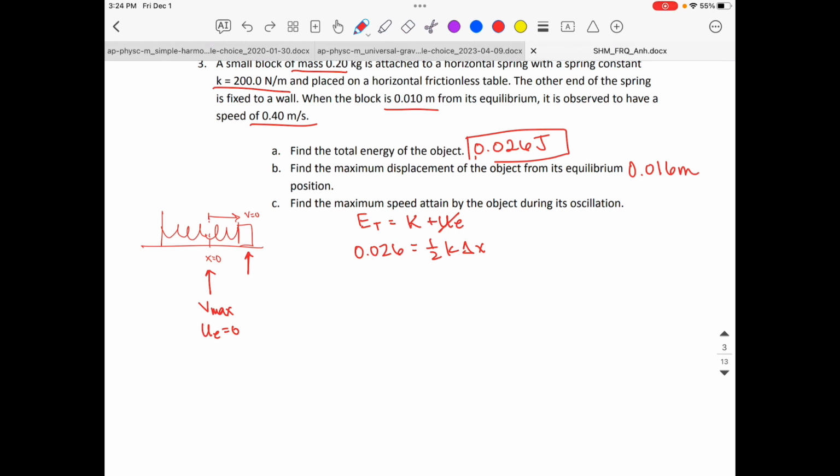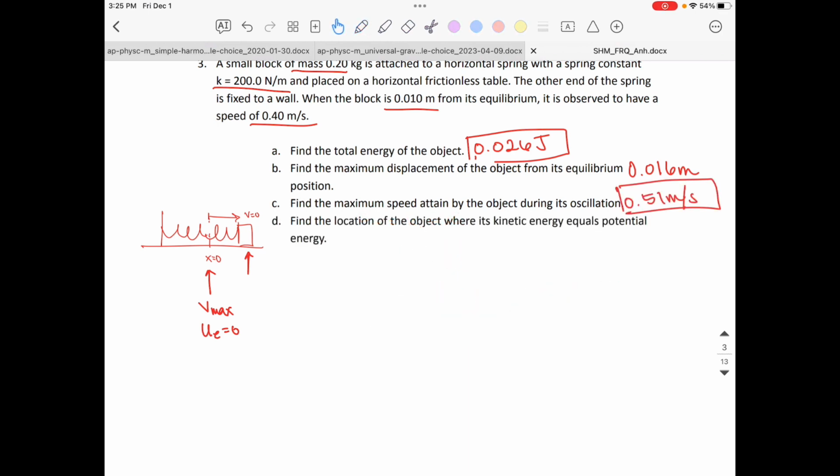Wrong equation. One half mass times velocity squared, and my mass is 0.2. So if this is 0.2, divide that by 2, it's 0.1. And then I've got velocity squared is equal to 0.026 divided by 0.1, which is 0.26. If I take the square root of both sides, I end up with a velocity of 0.51 meters per second.